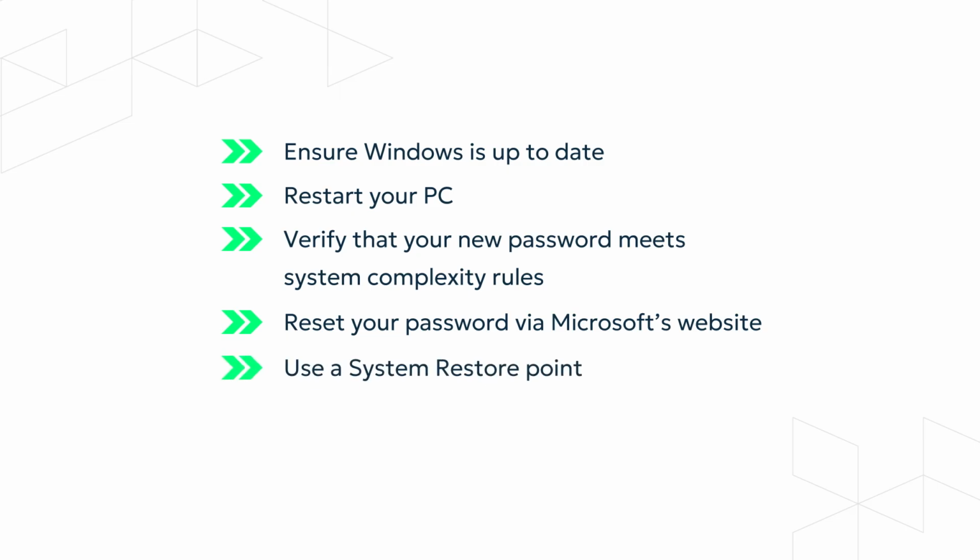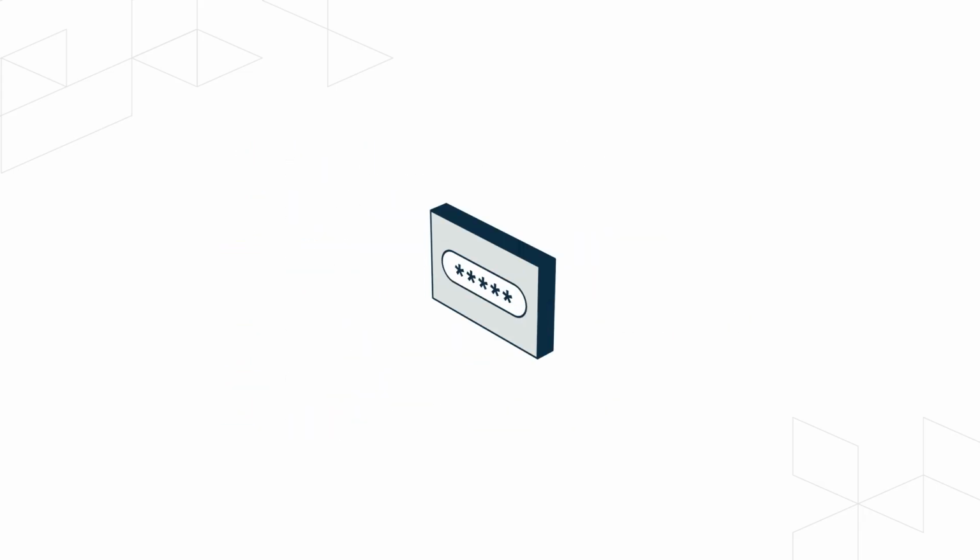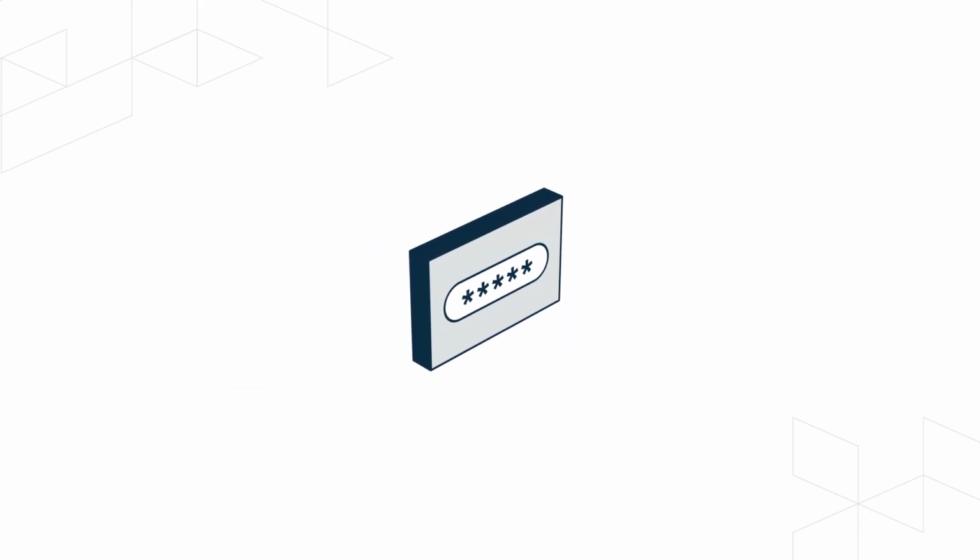Use a system restore point to return your PC to a time before the issue started. If nothing works, consider reaching out to Microsoft support. Unlocking a local account is simple when you have the right tools and steps to follow.